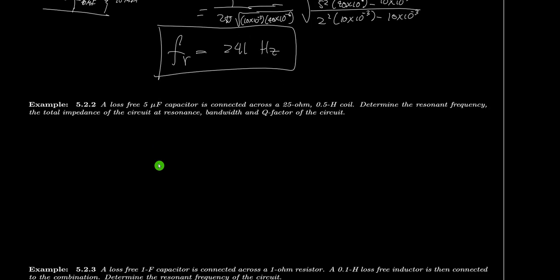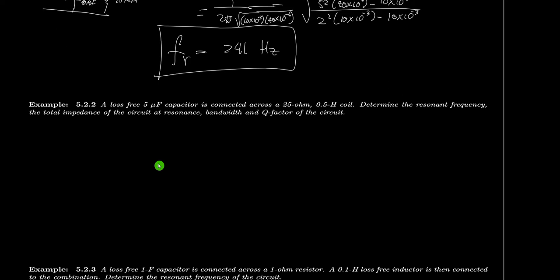Next, a loss-free 5 microfarad capacitor is connected across a 25 ohm 0.5 henry coil. So across means they are connected in parallel. Determine the resonant frequency of the parallel combination, the total impedance of the circuit at resonance, bandwidth, and Q factor.